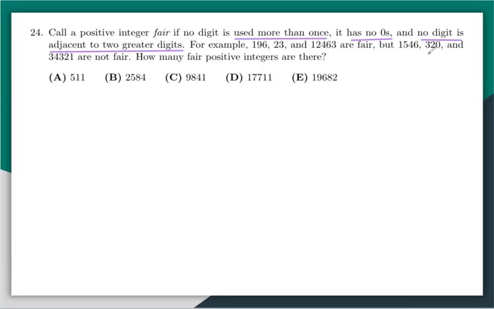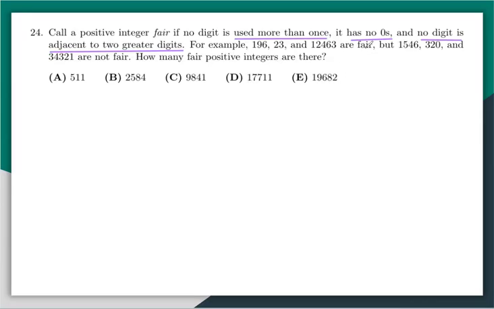And then these are not fair. Let's see why. The 4 is next to 5 and 6. Since 4 is smaller than both numbers next to it, that's not fair. And then 0 is used, that's why it's not fair. In this case, 3 is used twice, so that's why it's not fair.